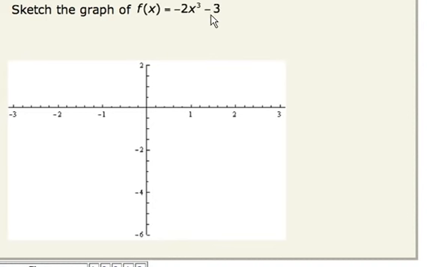We will graph this polynomial function in stages. So we're going to look at a very simple graph first and then add complexity one layer at a time. So the first graph we want to look at is the graph of y equals x cubed. That's going to be the basis for what we're going to do.